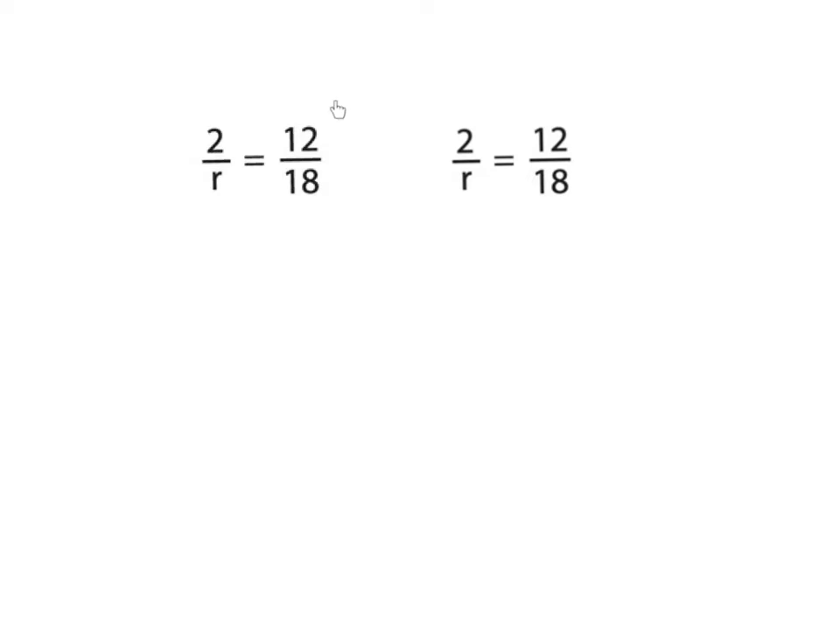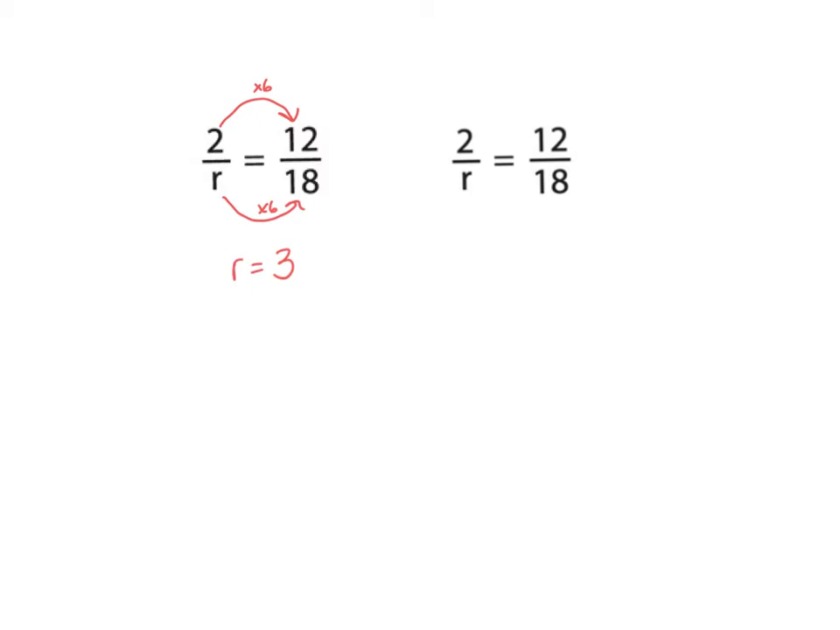For instance, if you look at my proportion that I have set up here, 2 to r is equal to 12 to 18. I could think my way through that. 2 somehow turned into 12. And what happened? Well, it got multiplied by 6. So that means some mystery number also got multiplied by 6 and turned itself into 18. So the missing value would have to be 3 because 3 times 6 is 18.